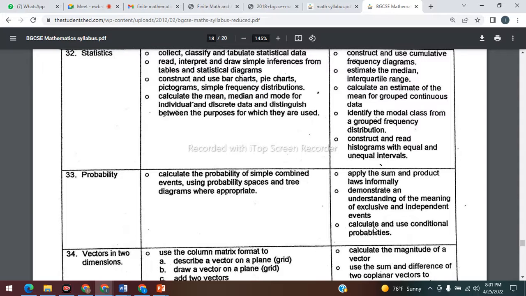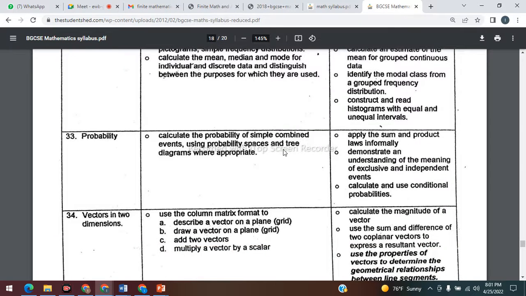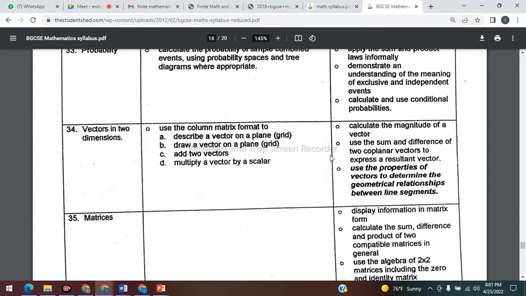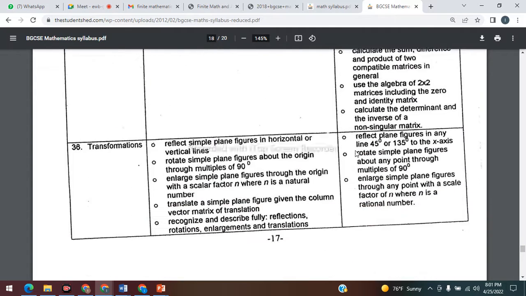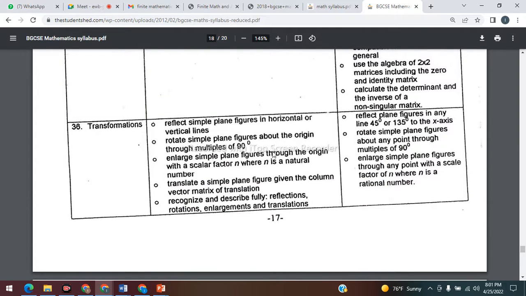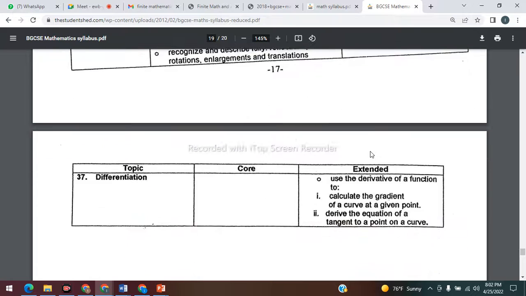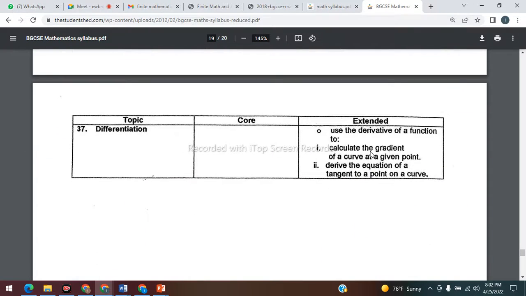Probability. We've done that. Factors. We've done that. Matrices. We've done that. Transformations. We did it last year. We need to go over it again. The only thing we haven't done at all is differentiation, and that's when you get into calculus. So this is calculus right there. Use the derivative of a function to calculate the gradient. Derive the equation for tangent at a point.